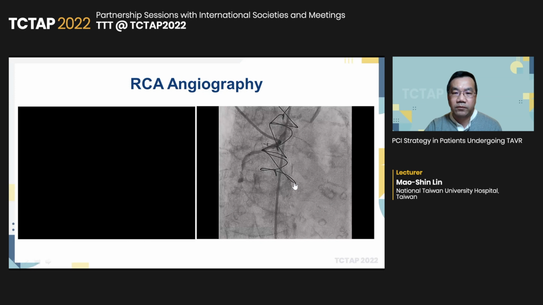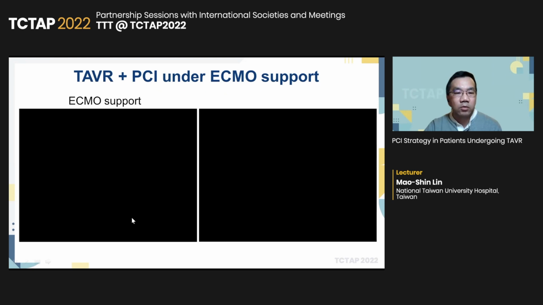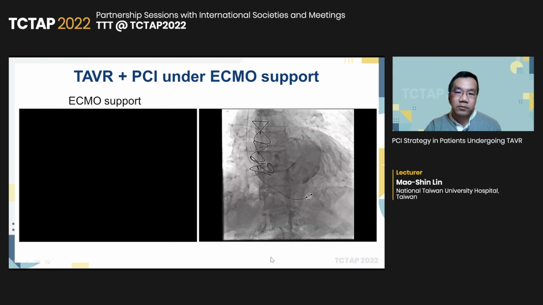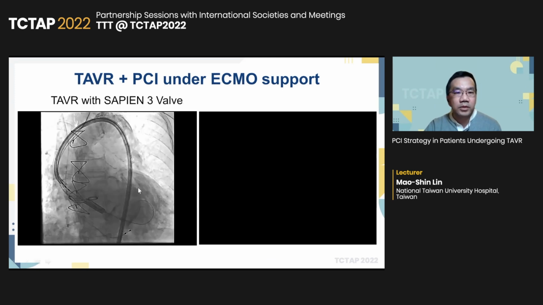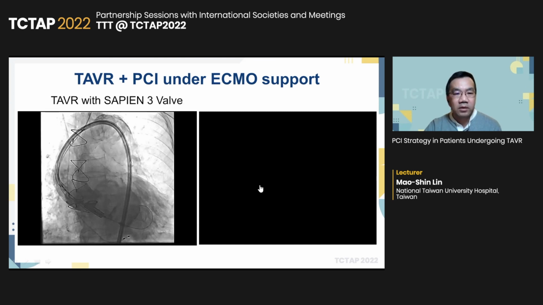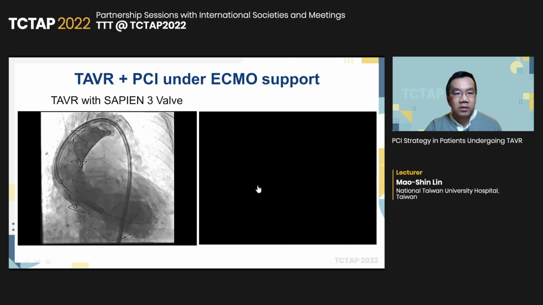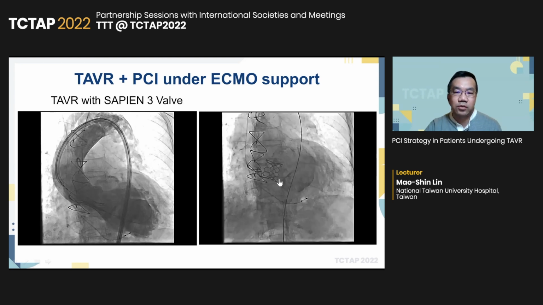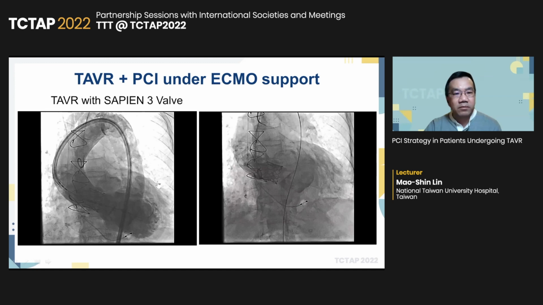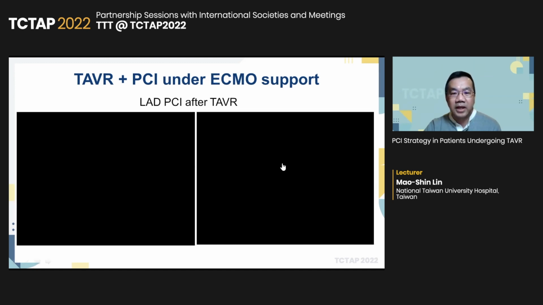So we do the TAVR plus PCI under ECMO support. You can see we put the ECMO in from the groin and then do the TAVR first, with a SAPIEN 3 valve. And then this is the final result after TAVR. After that, we followed with the PCI and put a stent in the proximal LAD. And this is the final angiogram for the PCI.